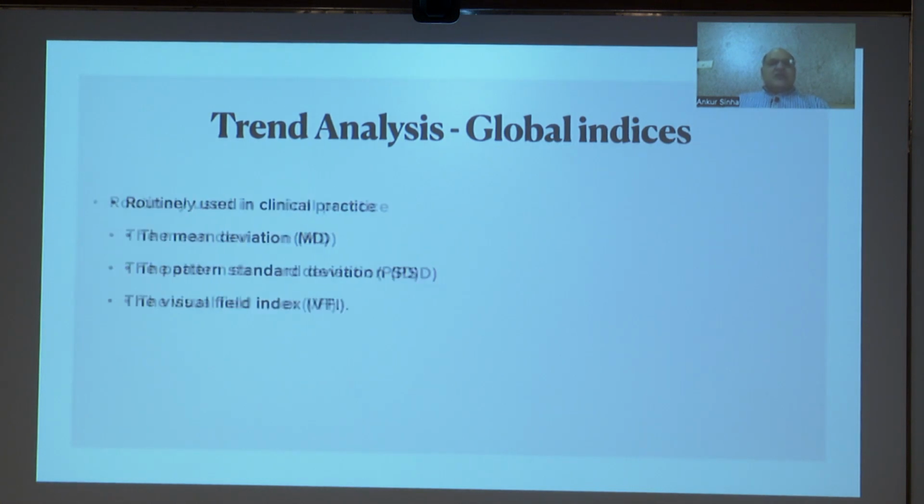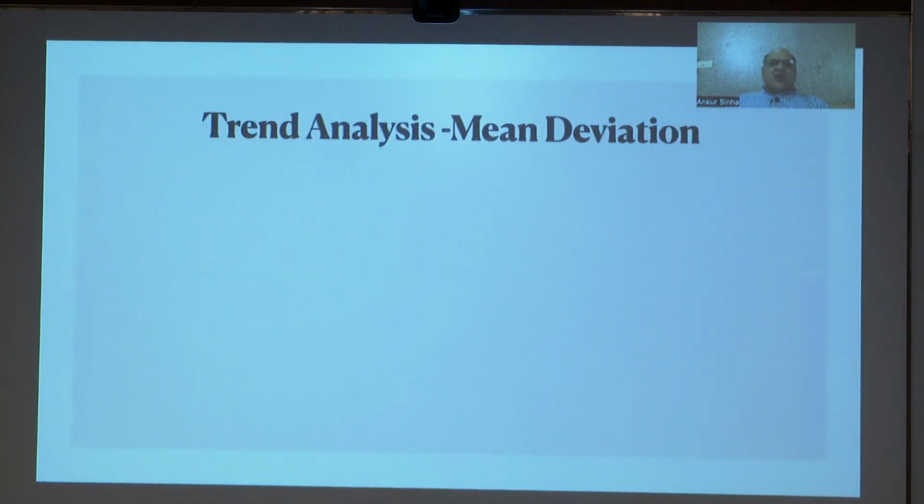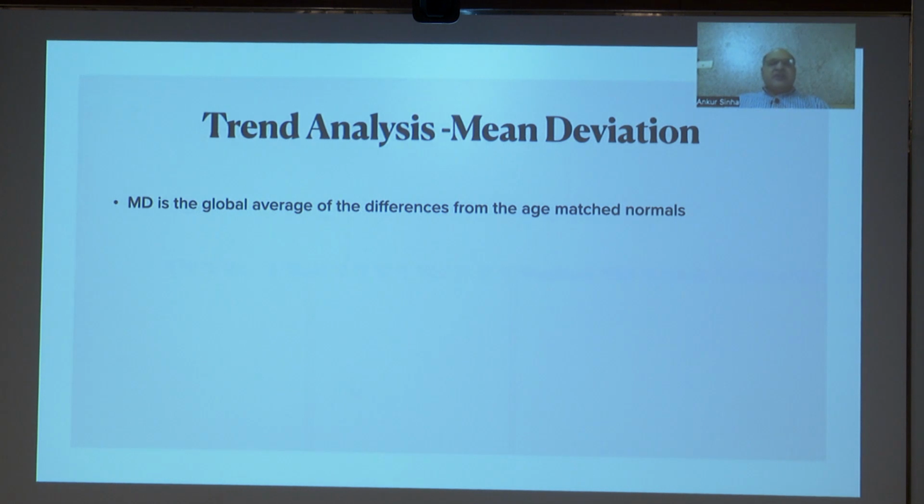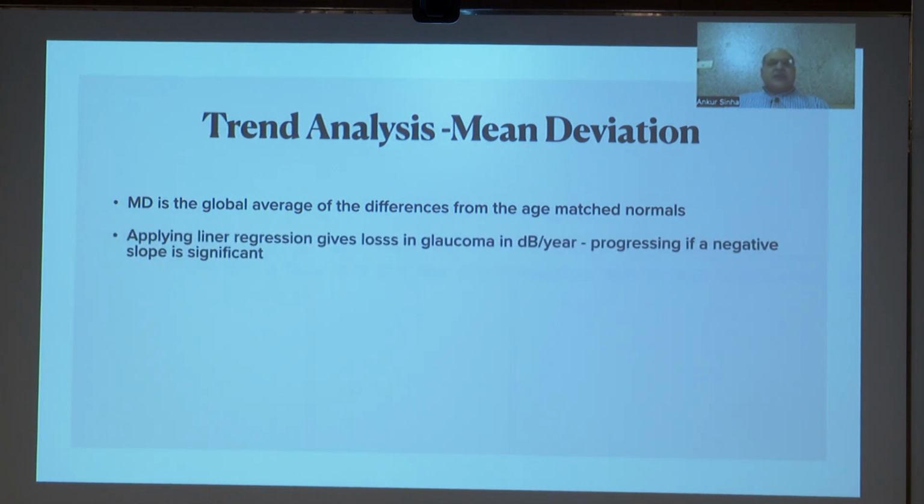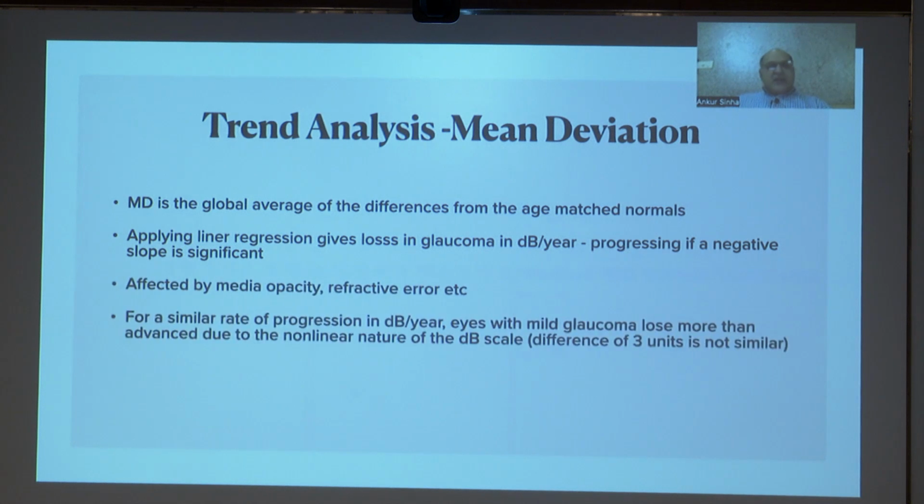Trend analysis of global indices includes the trend analysis over mean deviation, pattern standard deviation, or visual field index. Now, when we talk about mean deviation, it is the global average of differences between the patient and the age-matched normals. So we can apply a linear regression, which gives you the rate of loss in terms of decibels per year, which, if it is progressing, will be negative. The same rate of progression in mild glaucoma, a loss of 3 decibels in early glaucoma, is not similar to a loss of 3 decibels in advanced glaucoma because the decibel scale itself is a non-linear log scale.